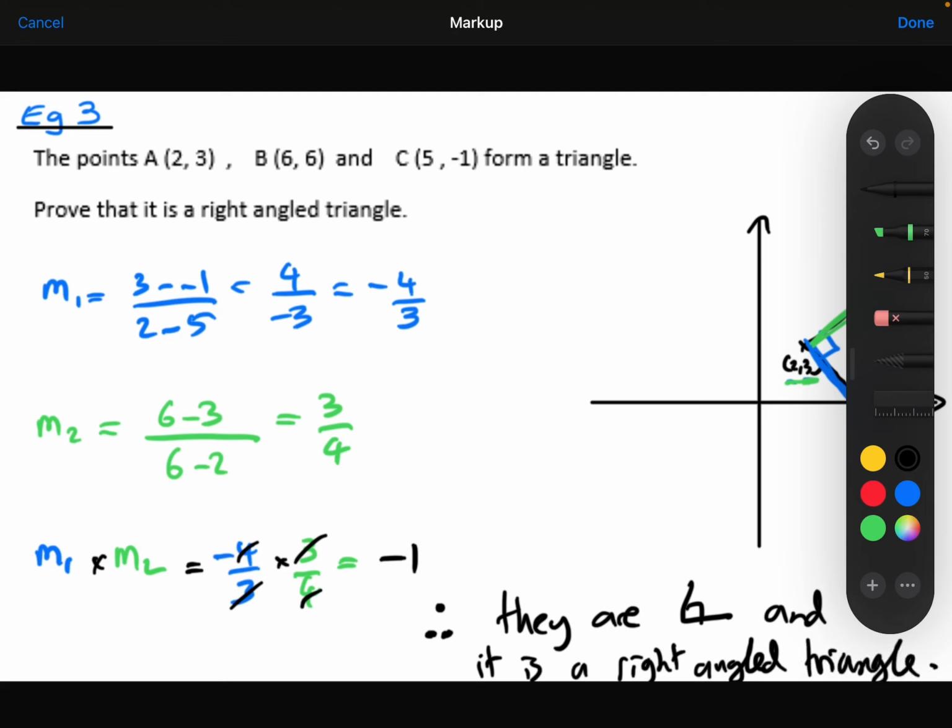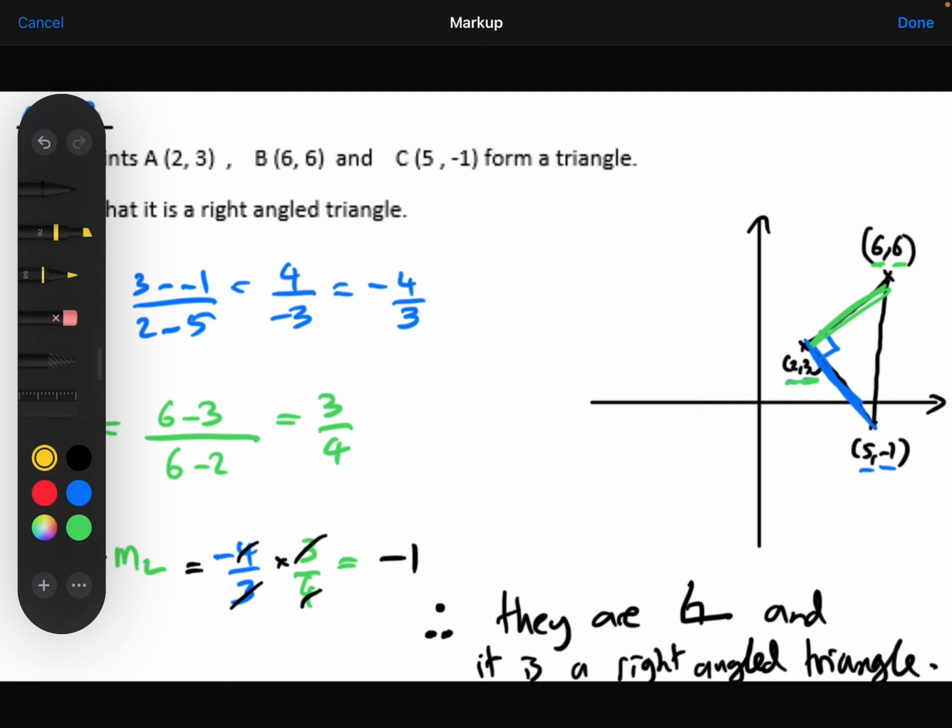This is not the only way of doing this question. Alternatively, what I could have done is I could have worked out the length of this line here by doing the change in the x coordinate squared plus the change in the y coordinate squared, square rooted. Then I could have worked out the length of this line here with the same method. Then I could have worked out the length of this line with the same method. Once I'd worked out the lengths of each of those lines, I could have done a bit of Pythagoras. a squared plus b squared equals c squared. But I'm sure you can agree that is longer than looking at the gradients.